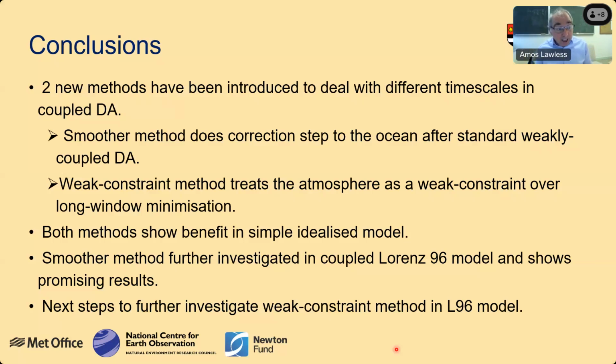It's clear that in some cases one works better, in some cases the other works better, I think partly because of the way these methods are designed, but that's probably something we need to look at more closely. We have developed, and I showed in part 2, the smoother method. We've further investigated it in this new coupled Lorenz 96 model, and it's showing promising results even when we're cycling. The next steps are to further investigate the weak constraint method in this new Lorenz 96 model with some cycling, and compare the results with the smoother method and the standard weak constraint. I'll stop there.